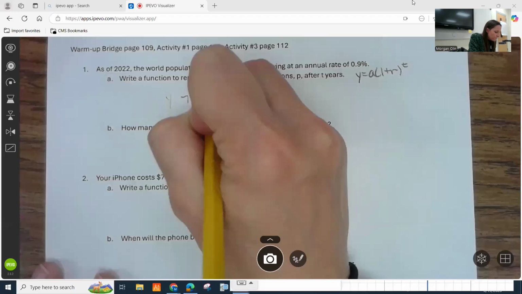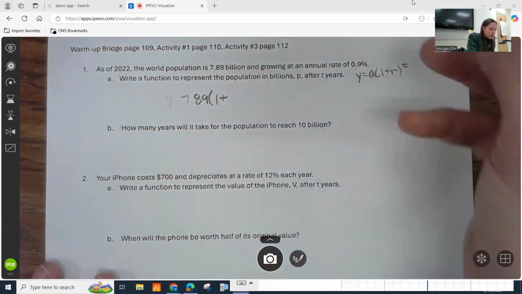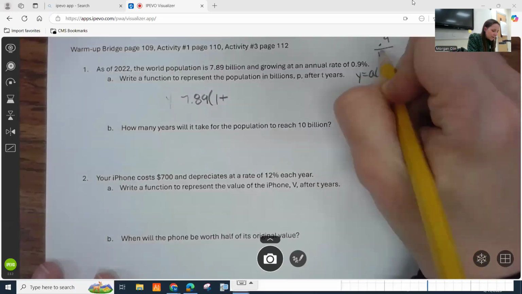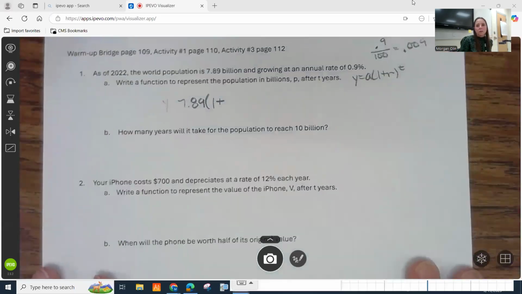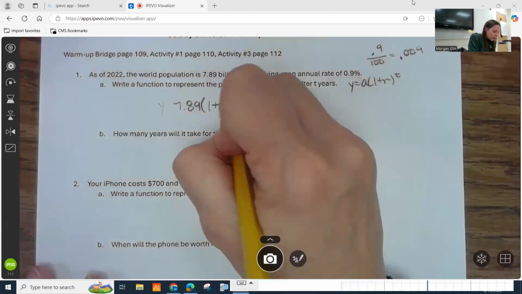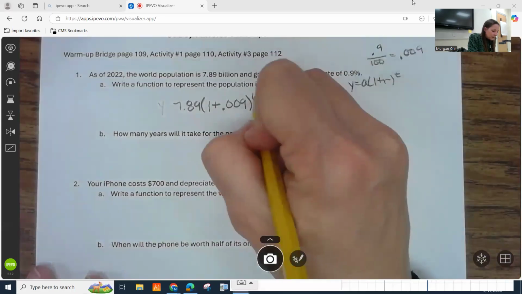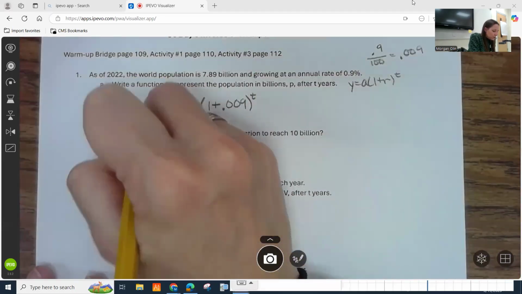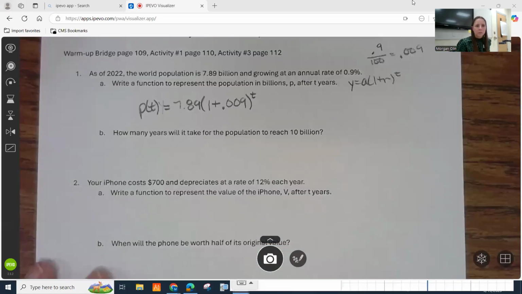7.89 billion. 1 plus, now the percentage. Take 0.9 and divide it by 100. You're going to get 0.009 when you throw it into the calculator. So 0.009. Now, instead of putting x, I'm going to put t. And this should equal p. You can also write this as p of t, like that, in function notation.